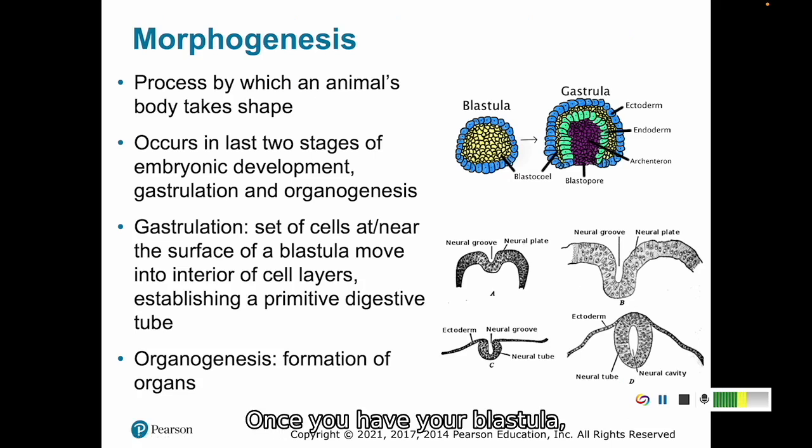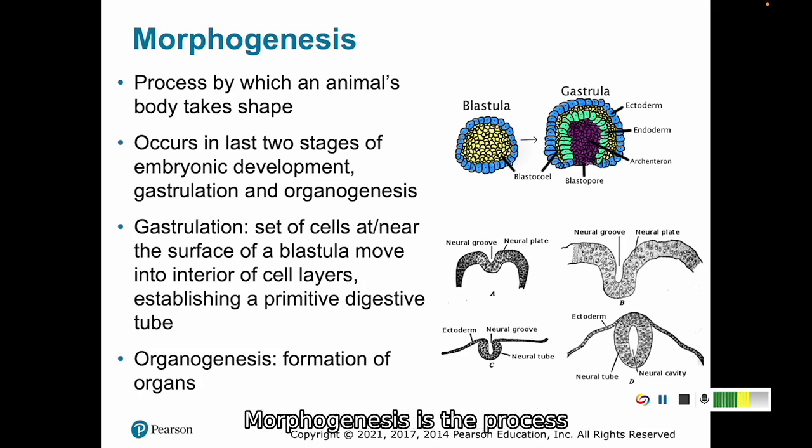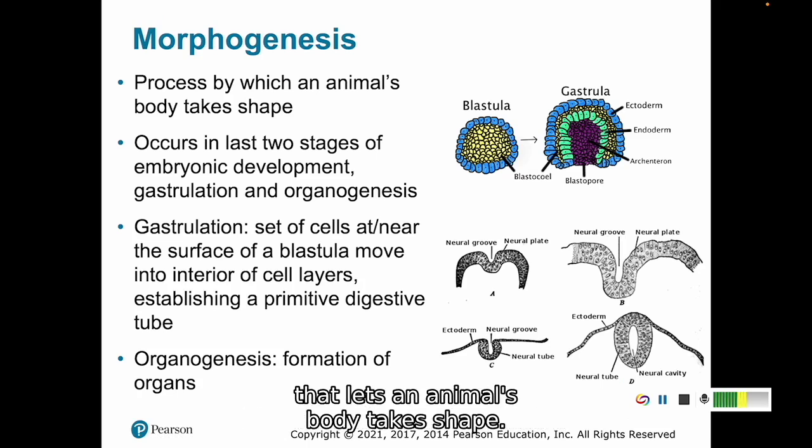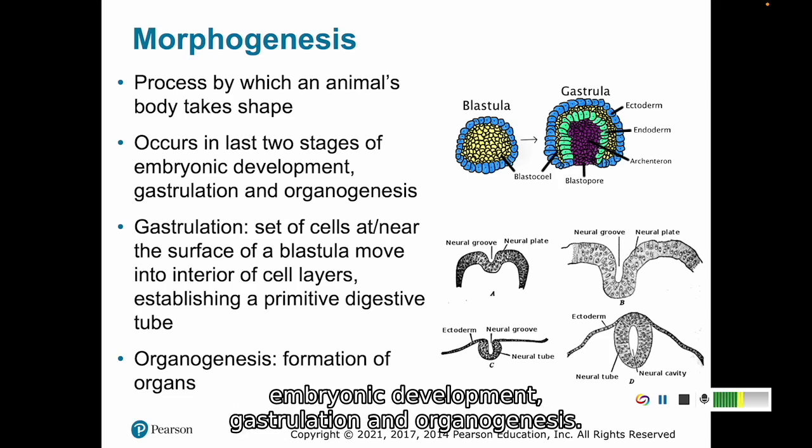Okay, so once you have your blastula, you don't want your animal to just stay as a circle of cells. So we're going to start morphogenesis. Morphogenesis is the process that lets an animal's body take shape. Morpho means shape, so we're giving a shape to this. This is going to be the last 2 stages of embryonic development, gastrulation and organogenesis.